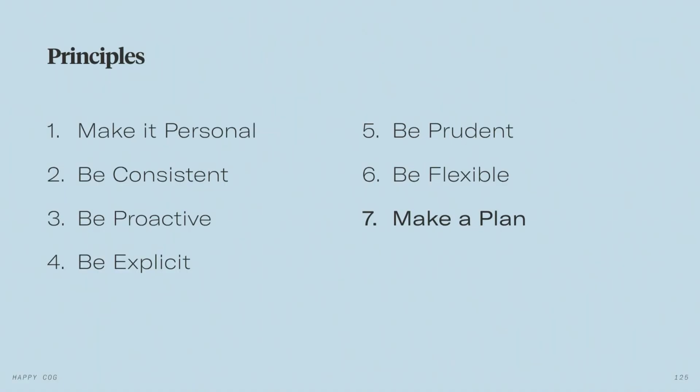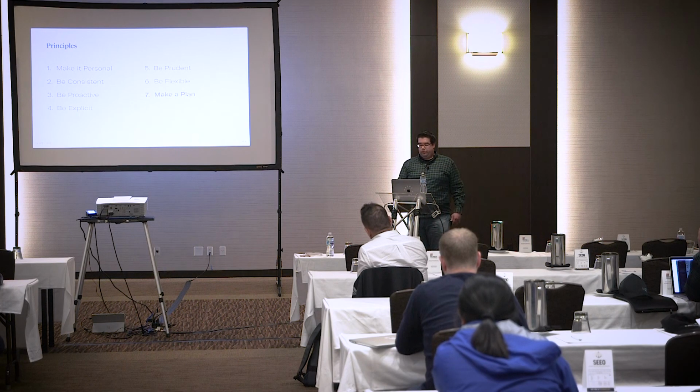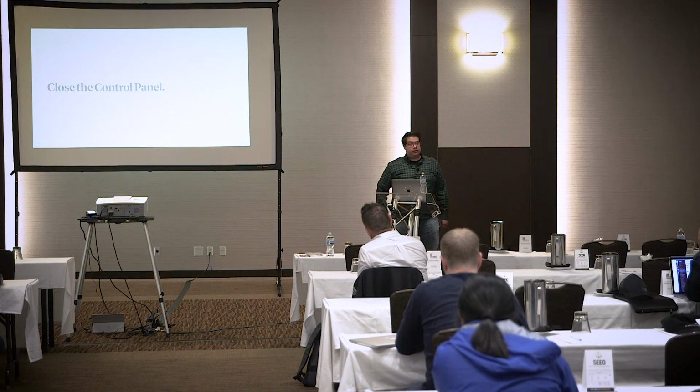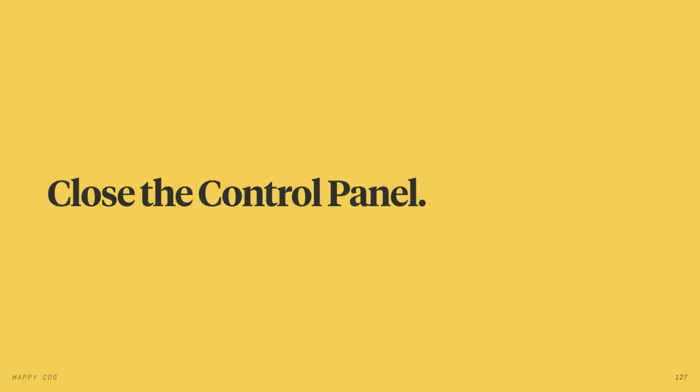And once you figure that out, you want to start off thinking about these first 6 principles of making it personal, being consistent, being proactive, being explicit, prudent, flexible. And when you go into the project with this mindset, then it'll lead into principle number 7 of making a plan. You think about all those things up front, you plan it in a document, you stop and close the control panel, you plan everything out, and then you execute on that. Everyone will enjoy the project, your content editors will enjoy managing it, and you'll be really happy with the results.